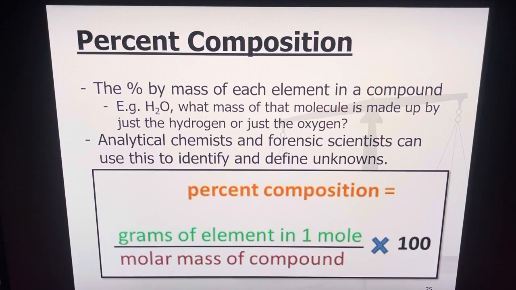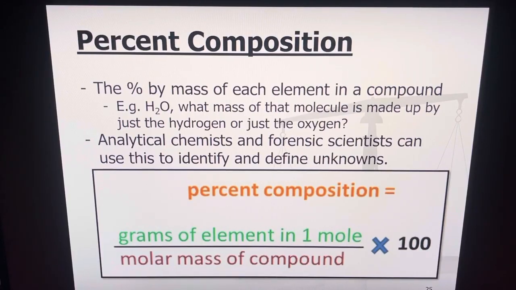And so if you're a forensic scientist, for example, you could have some unknown substance, and you want to know what percentage of that substance is perhaps a poison or something toxic or some kind of dye or something like that. Okay, so you can find the percentage by mass of each of the elements in a compound.